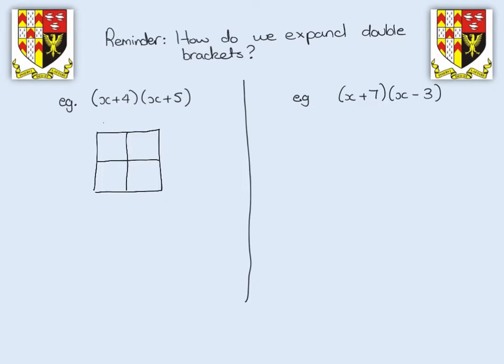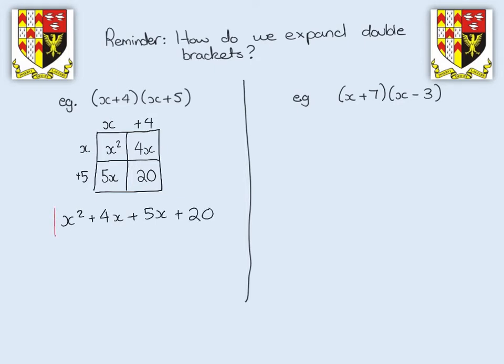So if I expand this expression, x plus 4 is being multiplied by x plus 5. So all of x plus 4 is being multiplied by all of x plus 5. So I will do x multiplied by x, which gives me x squared. X multiplied by 4, which gives me 4x, x multiplied by 5, which gives me 5x, and 5 multiplied by 4, which will give me 20 there. Now what I had to do is add all of these areas together. So I have x squared plus 4x plus 5x plus 20.